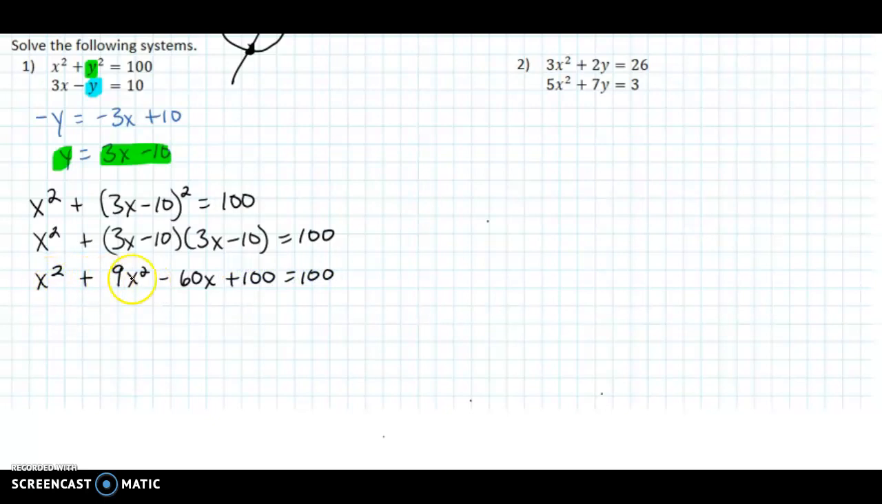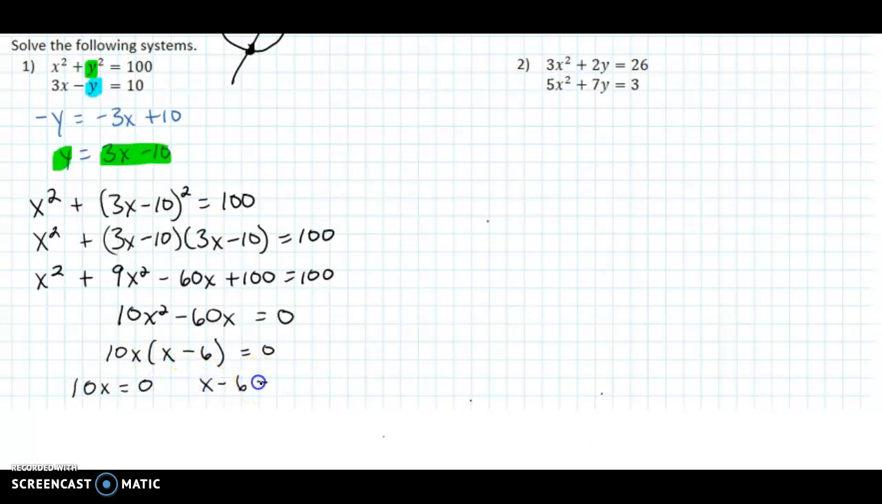We notice it's quadratic, so we're going to get all of the terms on one side of the equation and see if we can solve. So let's combine like terms, and I get 10x squared minus 60x. And then when I subtract 100 from both sides, that goes to 0. So that's nice. That makes the factoring much quicker. And so now I can factor out a 10x, and I'm left with x minus 6. These are multiplied, so we know we can set both of those equal to 0 to find two solutions for x.